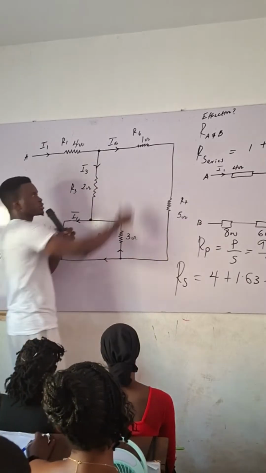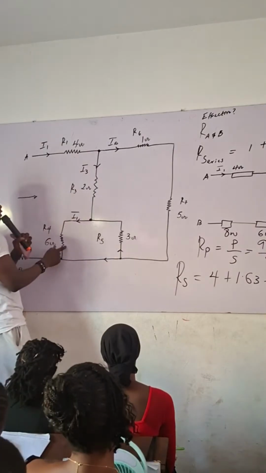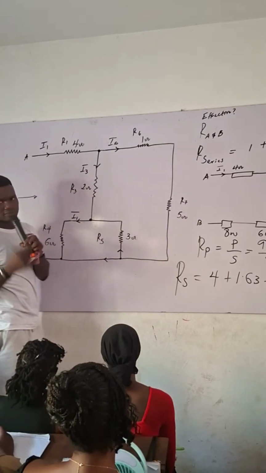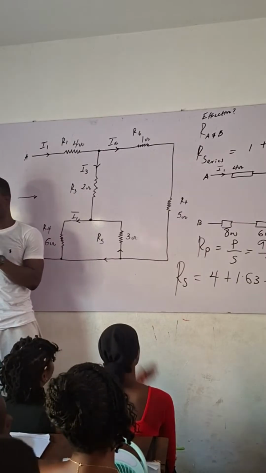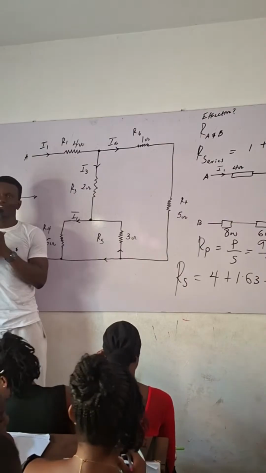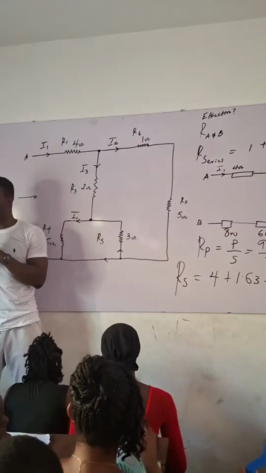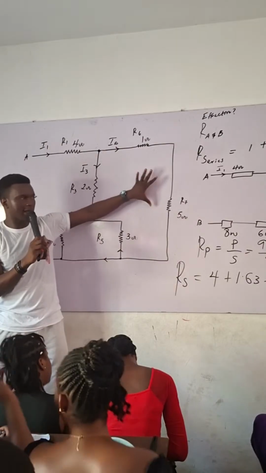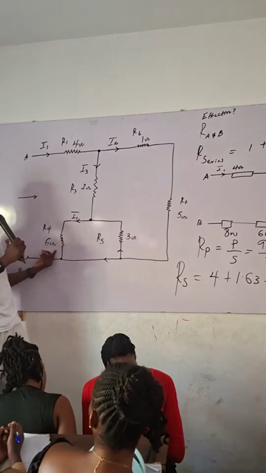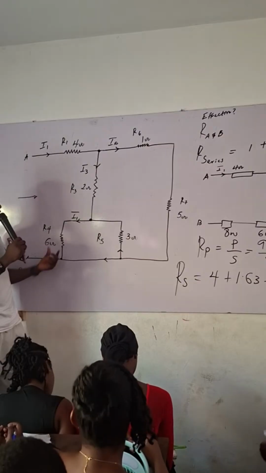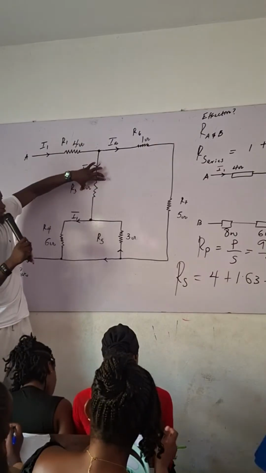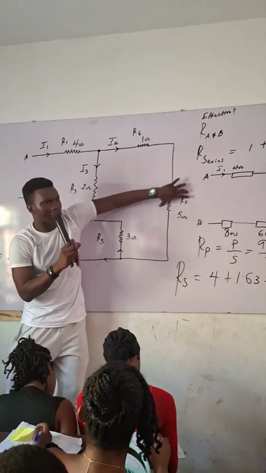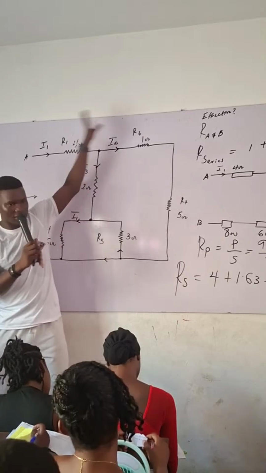So you will solve this one first. You will solve this one. You will now solve this one. Then you will solve this one. Then you will now solve everything. This guy is series. That's it. These guys are in parallel. You will solve them. Then this guy and this guy, they are not in series. You solve them. Then this guy and this guy, you solve them. Then everything is now in series.